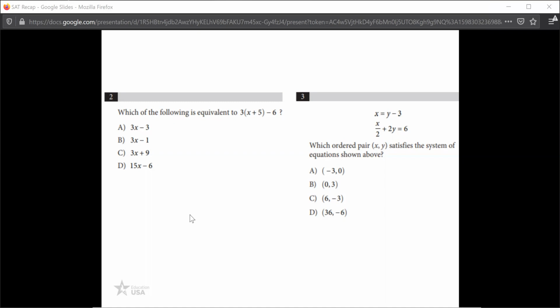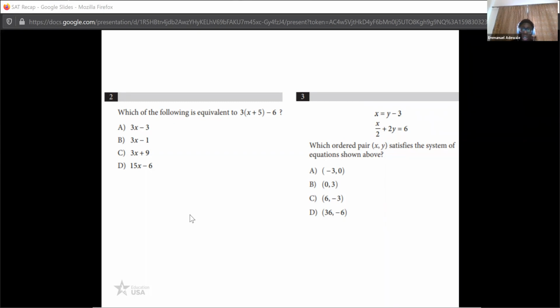In this case, we have to multiply 3 by x, and after that we have to multiply 3 by 5, and then we have to subtract 6, and the result is 3x plus 9. Right, definitely. So again, just simple order of operations, and also just simplifying the expression. But yeah, great job on that for everyone who answered C.